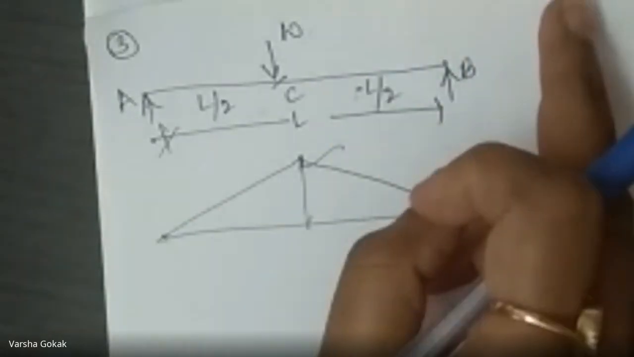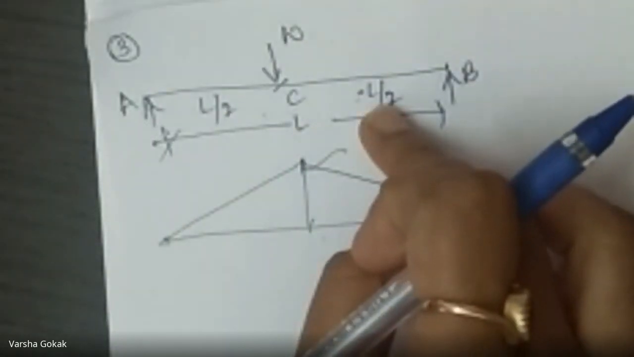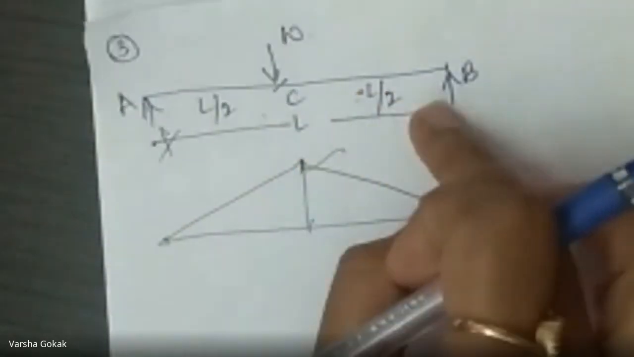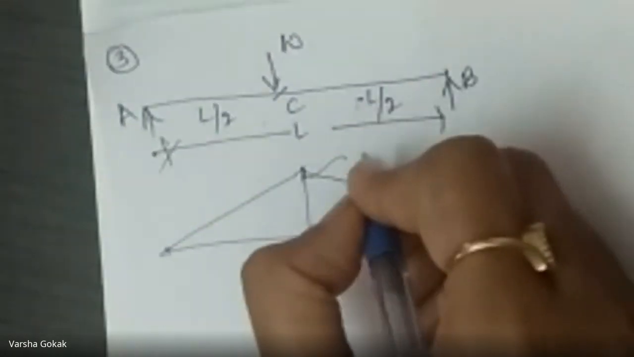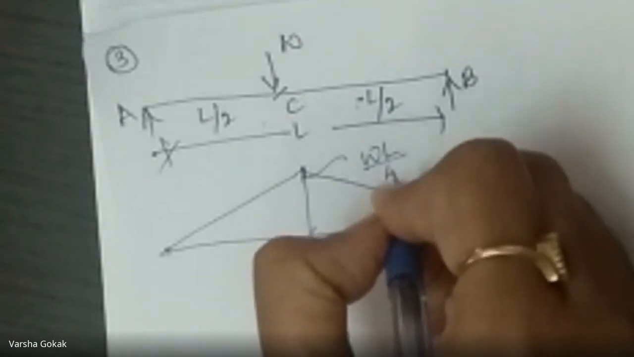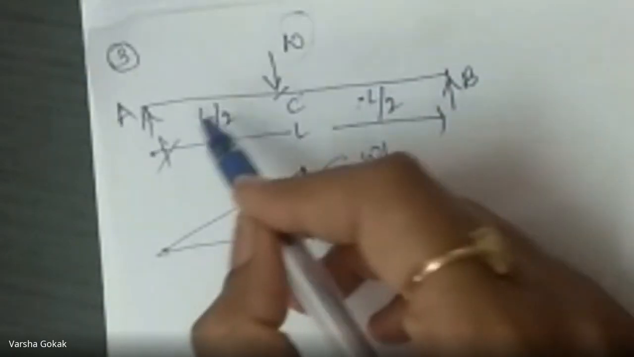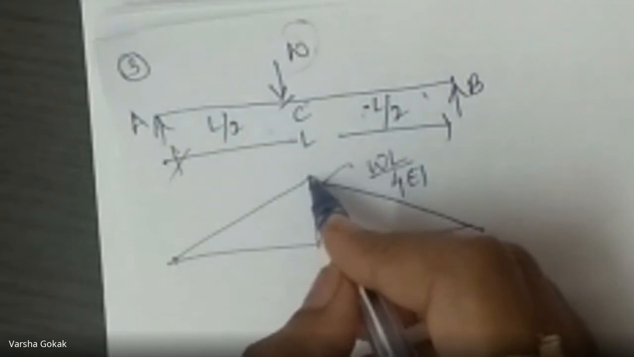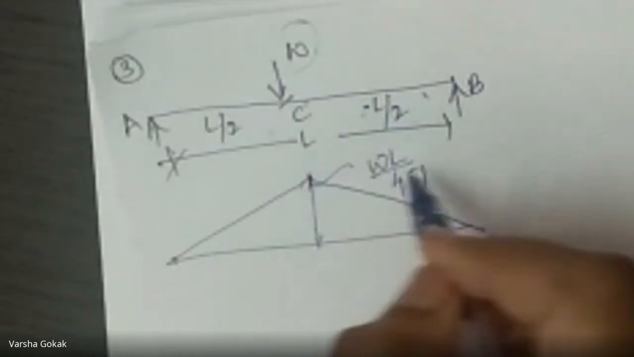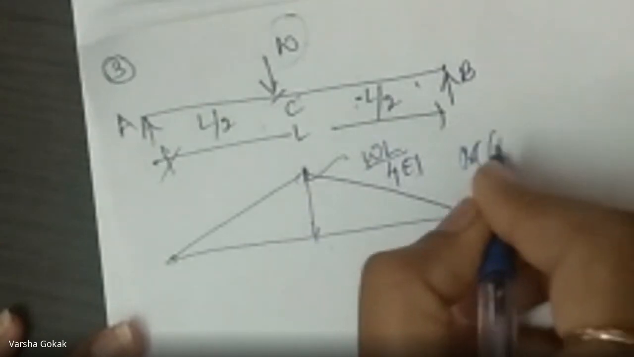When a and b are different, it is W a b by L. Here a and b are the same, so it is a into b by L. That makes it WL by 4. Okay, simply supported beam with the point load exactly at the center, L by 2 and L by 2. The value of the bending moment is WL by 4. This is nothing but your M by EI diagram.